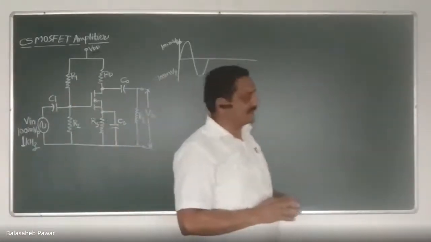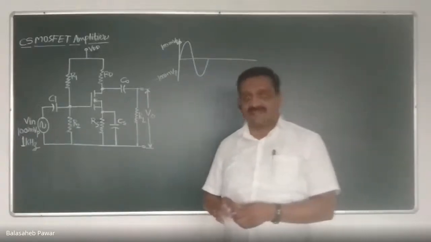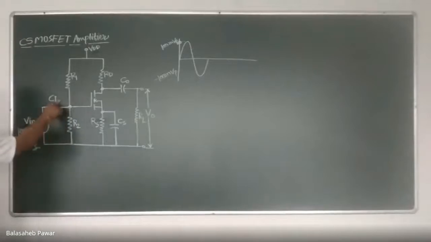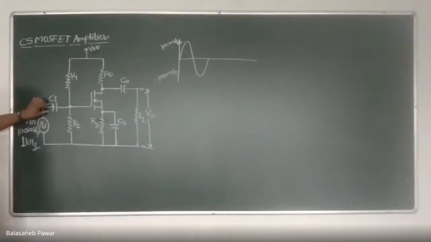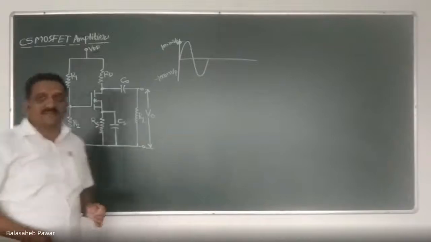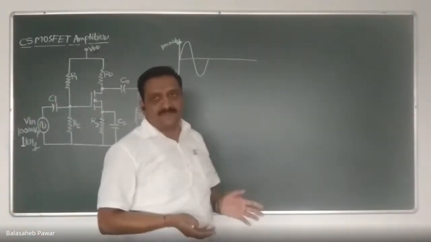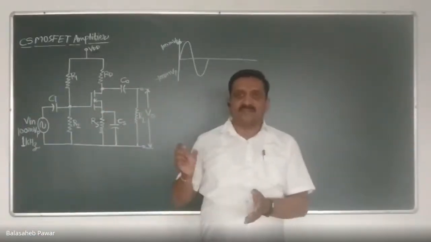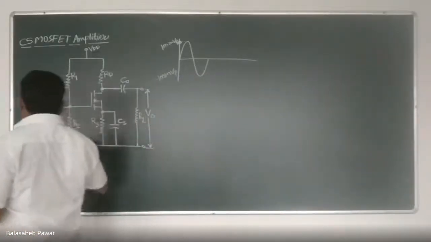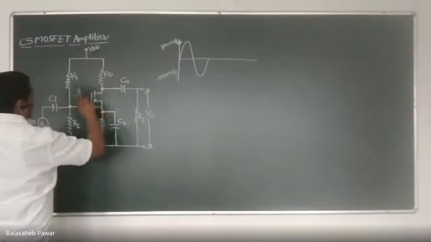A capacitor offers infinite reactance for DC components, as the reactance of the capacitor, XC, is 1 upon 2 pi FC. For a DC component, F is 0, so the reactance offered by the capacitor is infinite. That means for DC components it acts as an open circuit, while for AC components it acts as a closed circuit. And that's why we say these two capacitors are used to block the DC components.